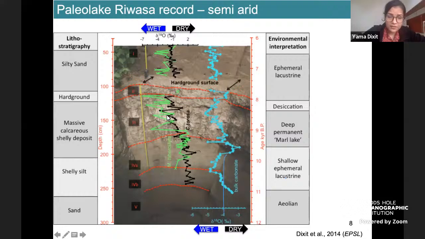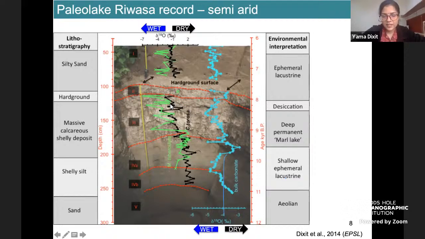Now you can clearly make out the difference between these deposits and the deposits underneath: this is just marl, massive calcareous shelly deposits, encrusted with shells. This is when the lake was a full-fledged deep permanent lake. It's full of shells, and the oxygen isotopes are also quite depleted, at some point greater than -4, going up to -5 per mil. Both these pieces of evidence point towards a deep permanent lake, and if they are responding to the monsoon strength, it means that the monsoon strength was maximum at this time. Now, what was the timing?